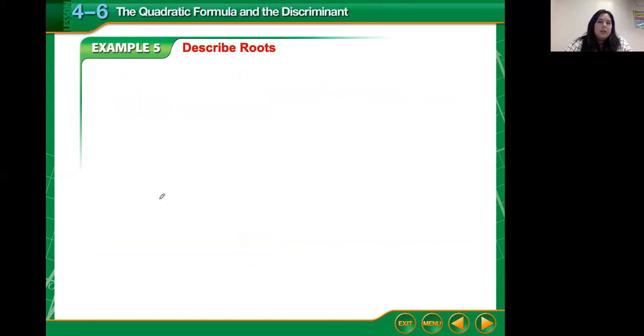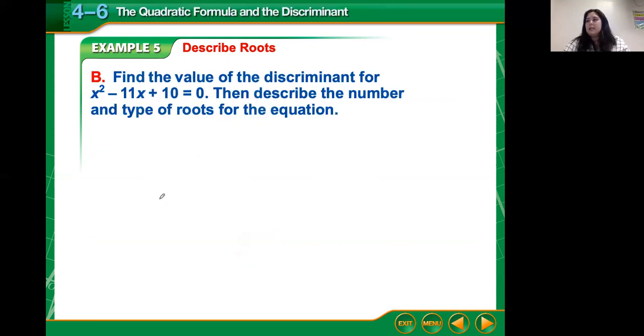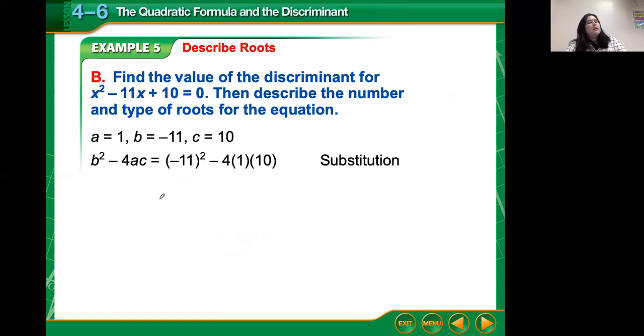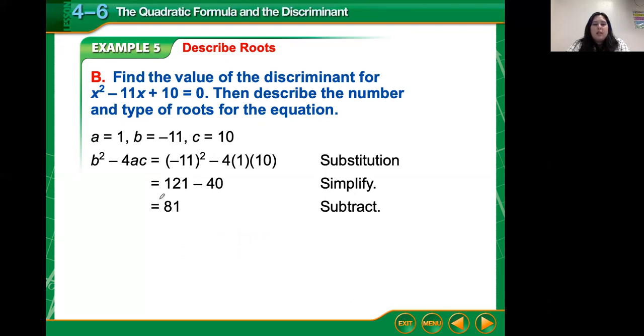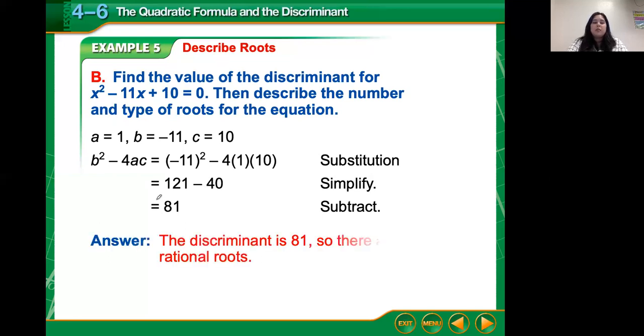Taking a look at this next example, we're going to do the same thing. Identify A, B, and C and plug into the discriminant. So we have negative 11 squared minus 4 times 1 times 10. So I get 121 minus 40. This equals 81. 81 is positive and a perfect square. So that tells us we have 2 rational roots. The moment you say you have 2 rational roots, it's assumed that they are real and you don't have to worry about identifying that.